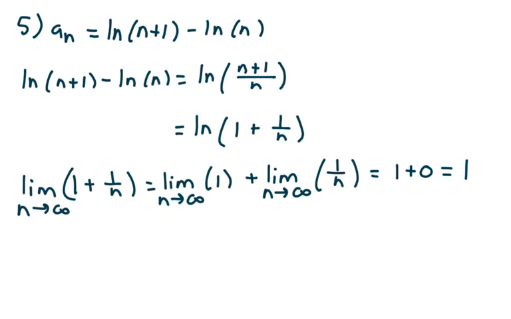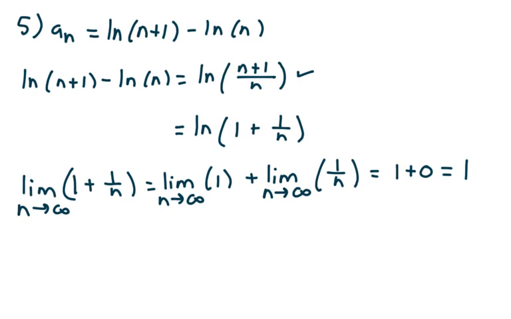Let's take a look at example 5. Suppose a sub n is equal to the natural log of n plus 1 minus the natural log of n. Well, the natural log of n plus 1 minus the natural log of n, by the properties of logarithms, is equal to the natural log of n plus 1 divided by n. But this can be written as the natural log of 1 plus 1 over n.